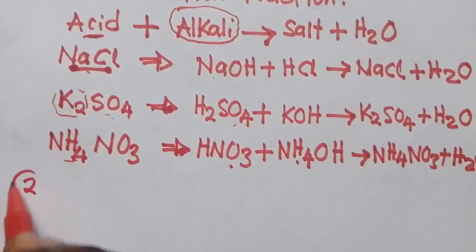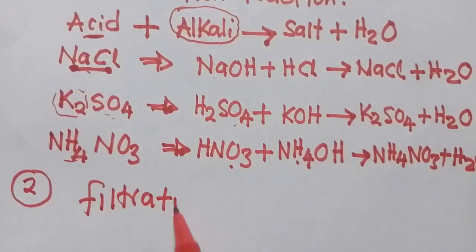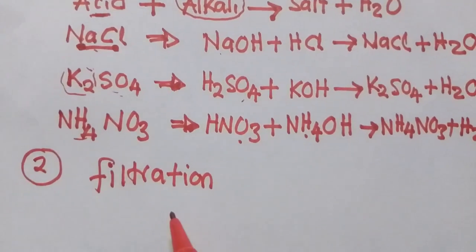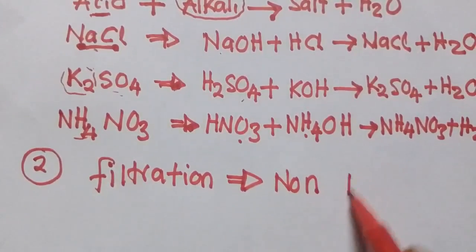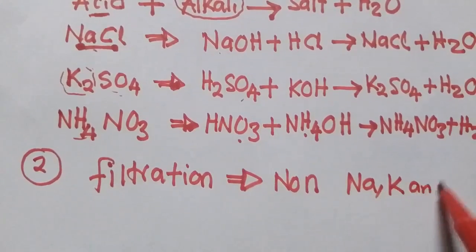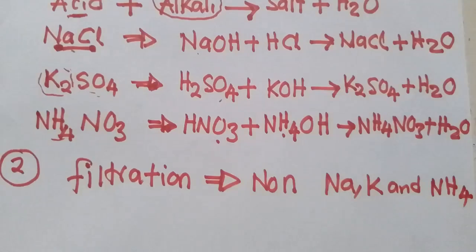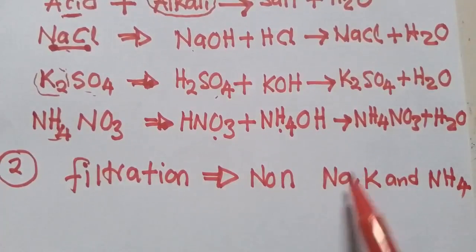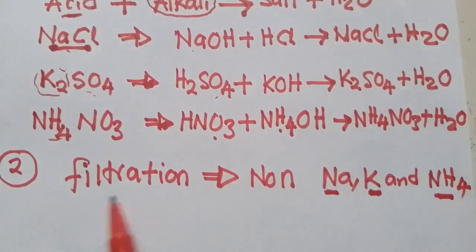Method 2: we can use filtration to prepare a different group of salts. This one is applicable to salts without sodium, potassium, and ammonium. As long as the salt you are dealing with is a soluble salt but does not have sodium, potassium, or ammonium, we use filtration.